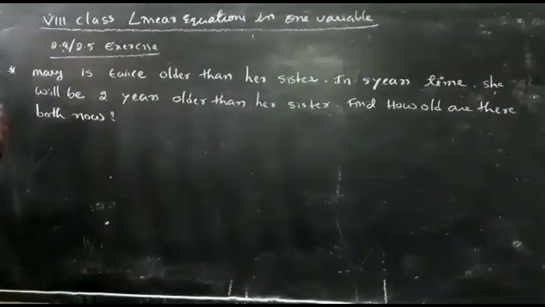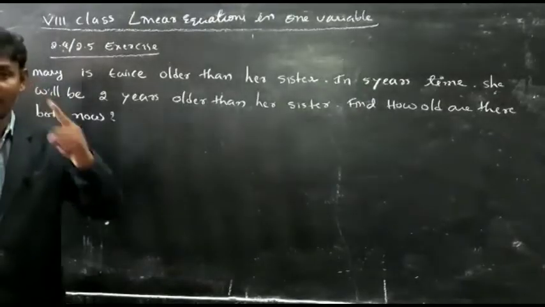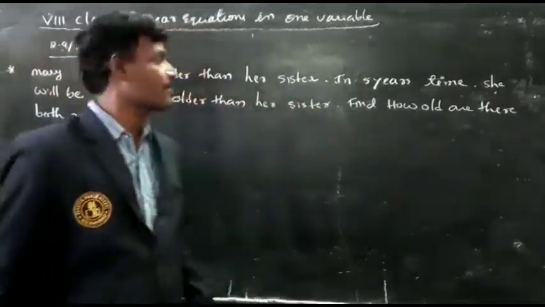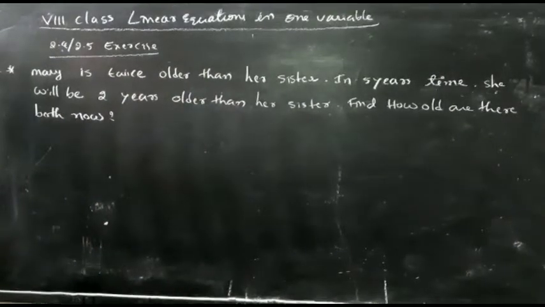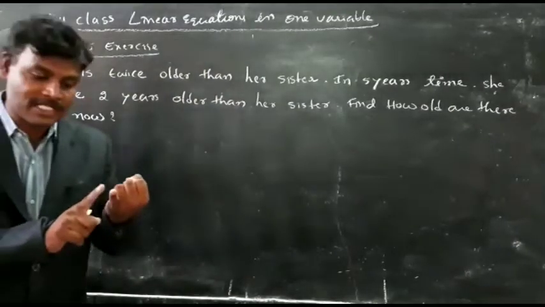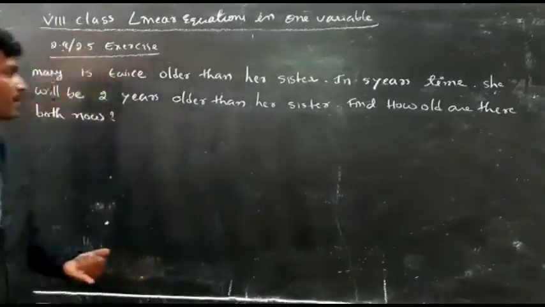Mary is twice older than her sister. So here two persons are there. One is Mary and one is her sister. In 5 years, it means after 5 years. First of all, I don't know the present age of Mary and also the present age of Mary's sister. Solution.